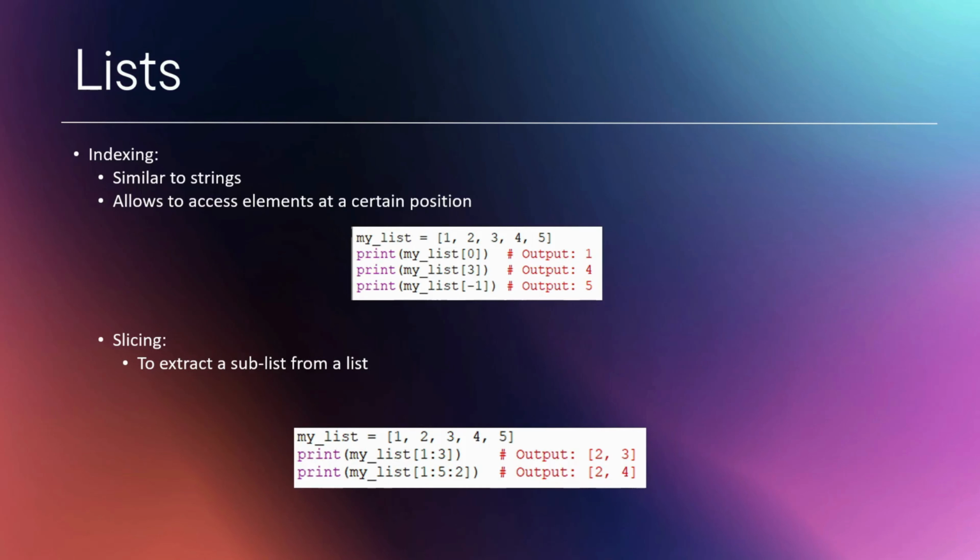Now the indexing is also similar to strings. It allows us to access elements at a certain position. Again, it starts from the zero index. Python is a zero index language, so all the indexing and slicing and counting starts from 0 rather than 1. So you can see in the 3 examples we can access different elements of the list. If we start counting from 0, for example, the third index would be the value of 4: 0, 1, 2, 3. So we have counted 4 elements, so that is 4.